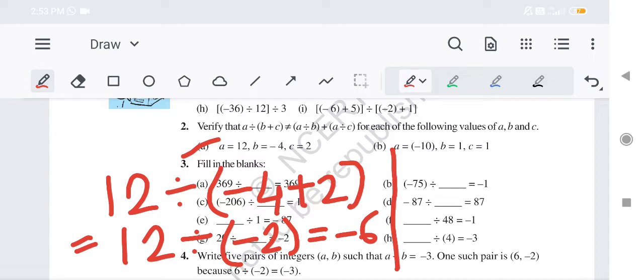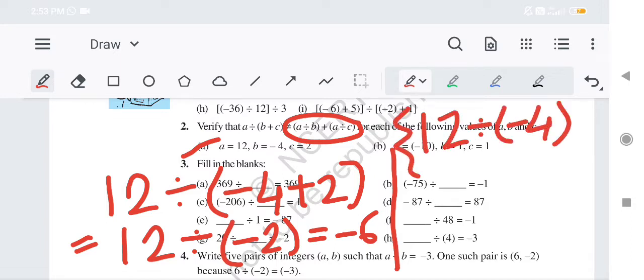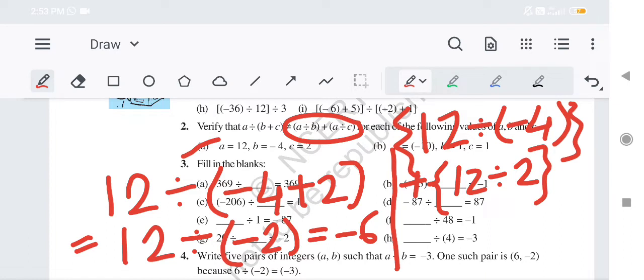Okay, next we will check the right hand side. So let's do 12 divided by minus 4. This part will be added to 12 divided by 2. Okay, so what are we getting? Minus 3 plus 6. In the answer we are getting plus 3.